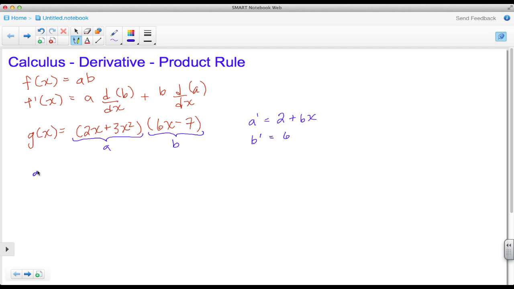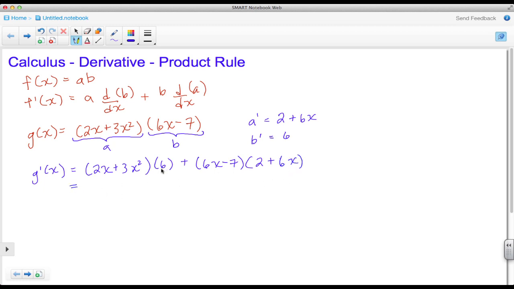So let's continue with g prime of x. The rule says we write the first term, which is going to be 2x plus 3x squared, times the derivative of the second, not term, I said term, I meant factor, times the derivative of the second factor. In this case, that is 6, plus I'm going to write the second factor, which is 6x minus 7, times the derivative of the first factor, and that derivative is here as 2 plus 6x. Now I need to simplify.